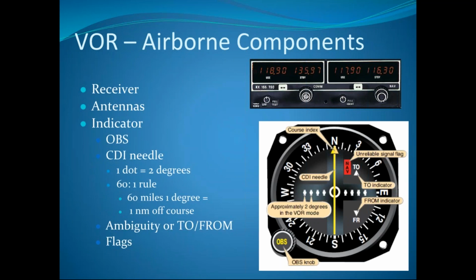60 miles equals 1 degree. So if you're 60 miles from the station and you're off 1 degree, that's 1 nautical mile off course.